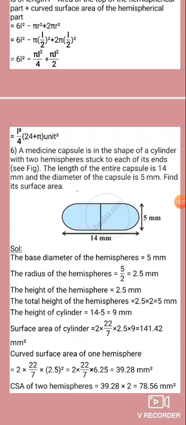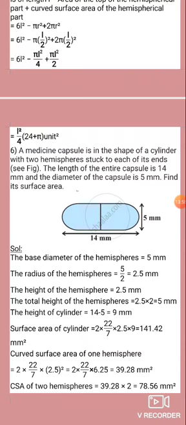So surface area of the cylindrical portion is equal to 2 pi rh. So 2 into pi into radius 2.5 into h, which is what? 9. When you multiply it, 141.42 millimeters square. Now curved surface area of one hemisphere is equal to 2 pi r square. So 2 pi into 2.5 square. When you multiply it, 39.28 millimeters square is the answer.